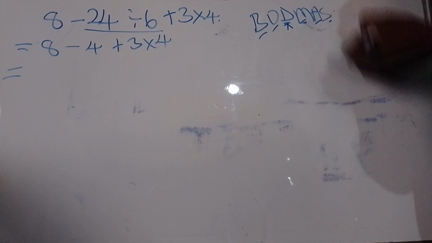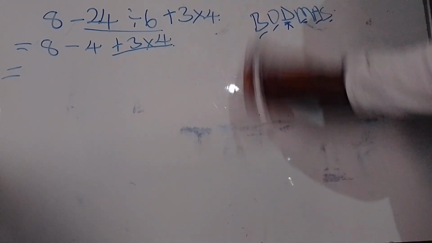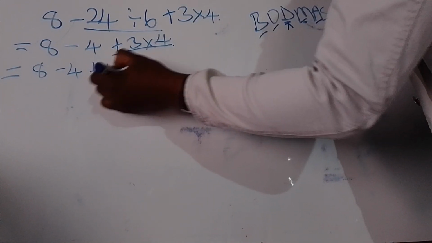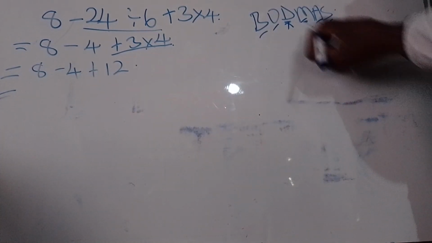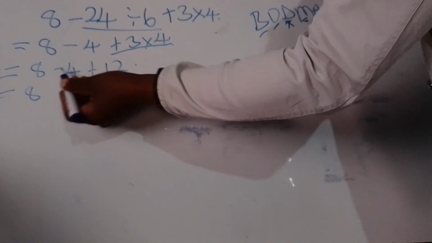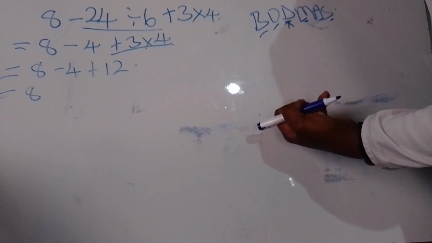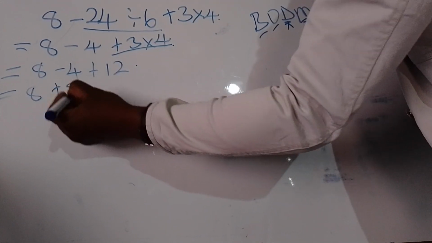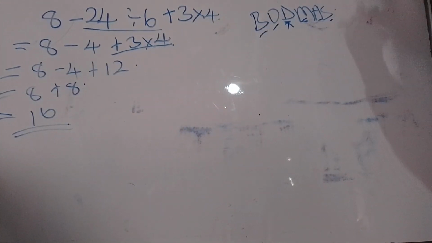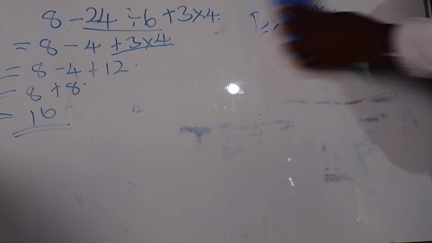Next is multiplication. So we are going to multiply 3 times 4, which is plus 12. We move on to addition. So it's 8 minus 4 plus 12, which is 8 plus 8, which is 16. That's our solution there. Then we move on to 1B.